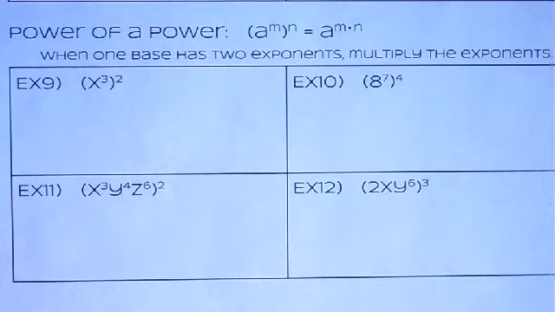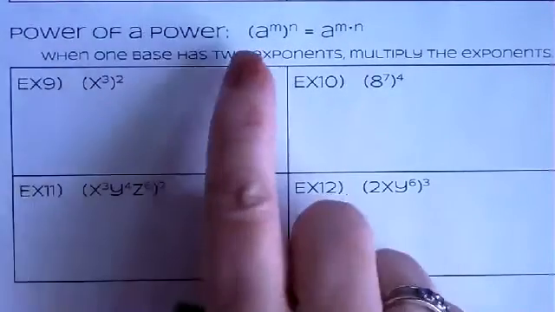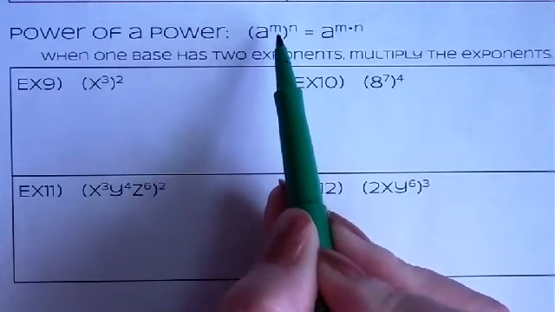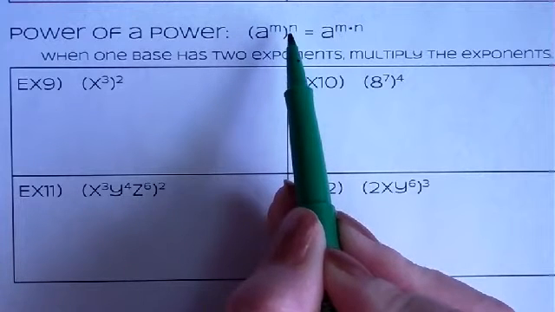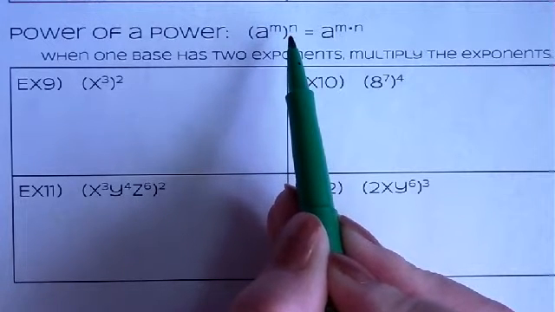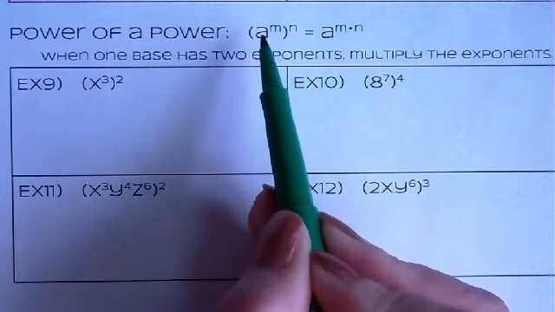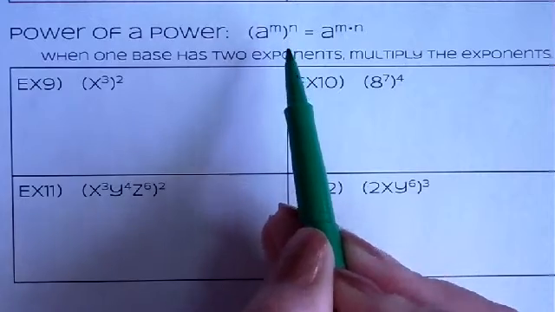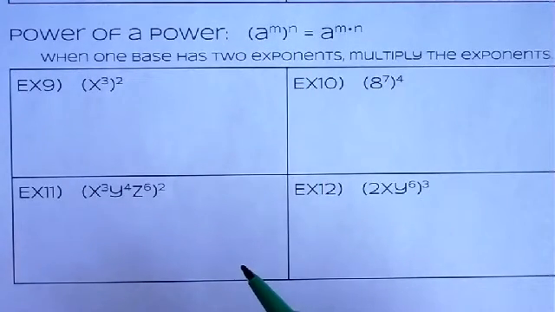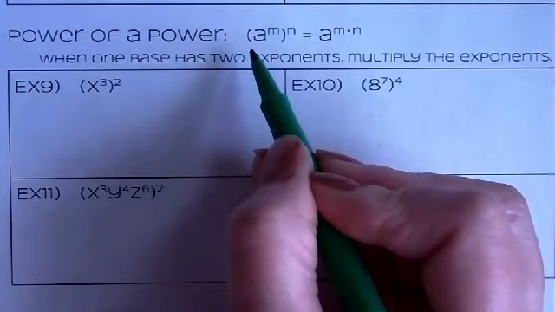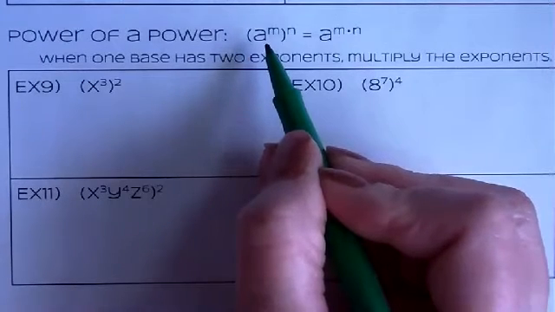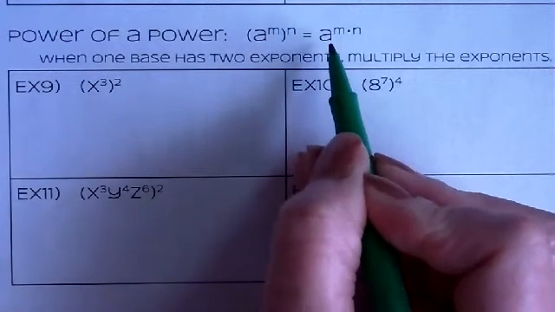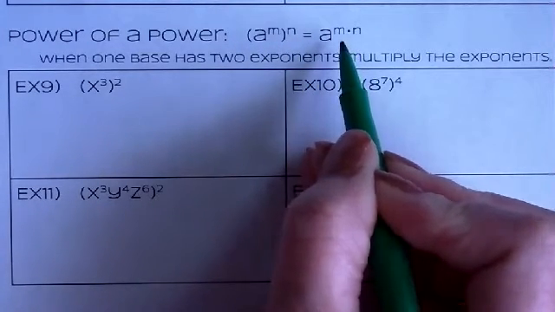So if I look at my law right here, it will say a to the m power inside the parentheses, and then I'm going to raise it to the n power. Typically, when talking about laws of exponents, they use lowercase a's, and they'll use m's and n's to represent your exponents. So our law says if I have a base of a raised to one power m, then raised to a second power n, what I'm going to do is take those two exponents and multiply them together.